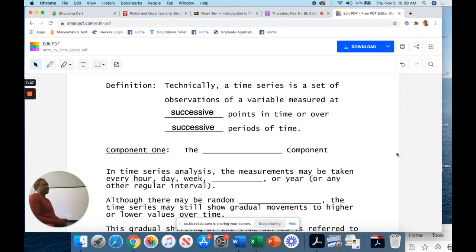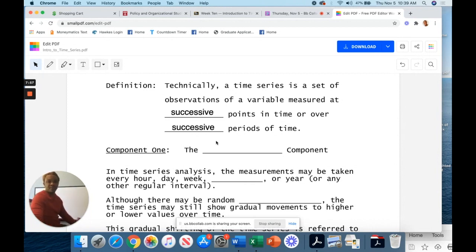Successive. It just means chronological. This, after this, after this, after this. So it has to do with the fact like one after the other, chronologically after the other. So we're going to find out with the time series, there are going to be 4 different components that we're going to have to feel comfortable with when we're looking at them.